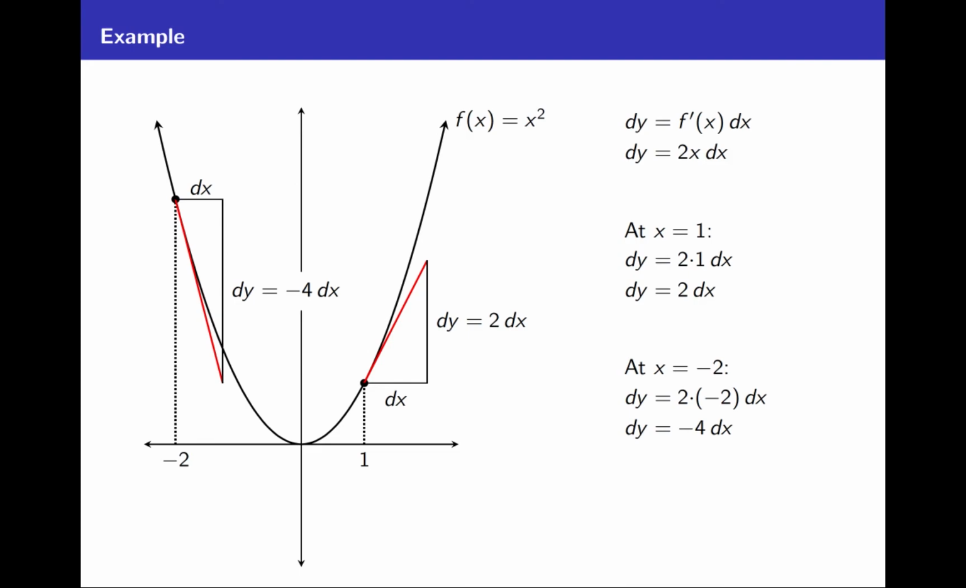So for any value of x, whether it's 1 or minus 2 or any other value, you can form these little triangles whose runs are dx and whose rises are dy, where dy is 2 times x dx. And those are your differentials dx and dy at the various values of x.